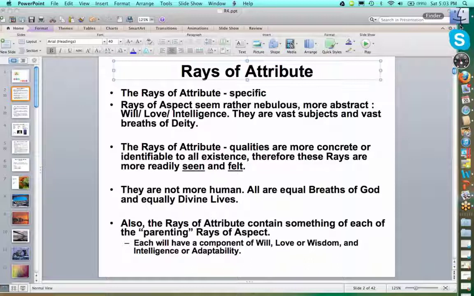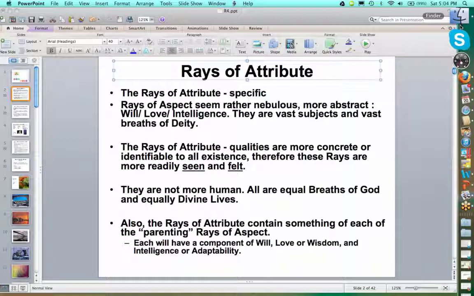Okay, so the rays of aspect were rather nebulous, as I said earlier, a little bit more abstract, like the qualities of will, love, and intelligence. And these are huge or vast subjects, but they are all breaths of deity. And the rays of attributes are more concrete, as has been said, and identifiable more easily. They're more readily felt and they're more readily seen.